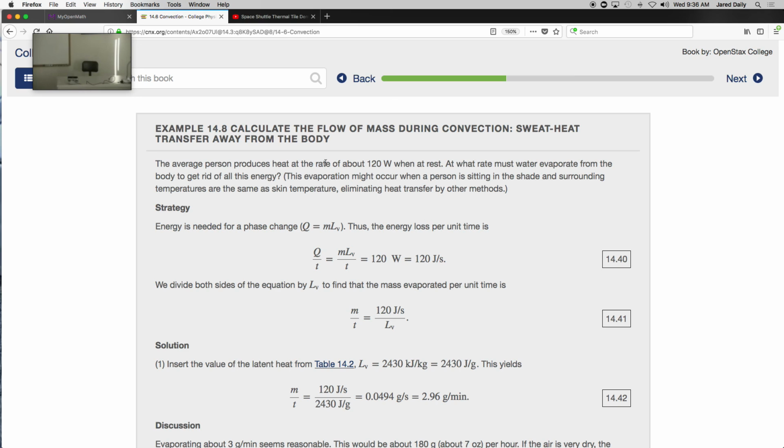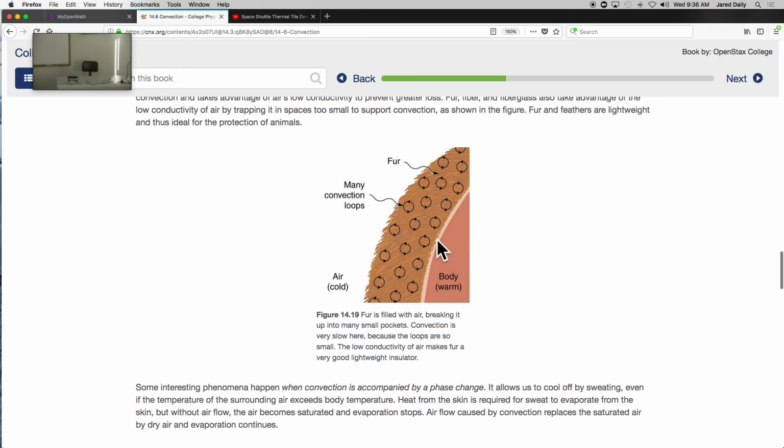So the flow of mass during convection, the sweat heat transfer away from the body. Sweat can contribute to this, because as you're going through this convective process here, you have not just nitrogen in here, which is mostly what air is, but you also have water vapor, which is gaseous water, right? And if it spends too much time down here and gets really, really warm and then rises too quickly up here, it will actually penetrate the barrier and then it will condense. And then all of a sudden you're sweaty, right?